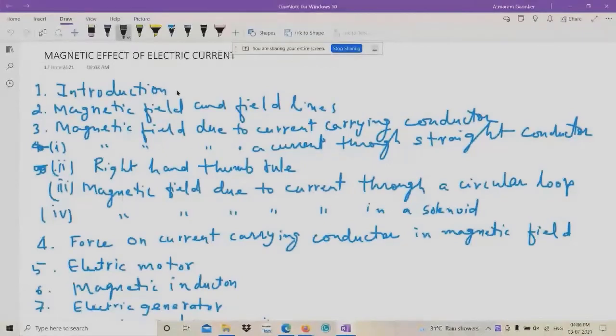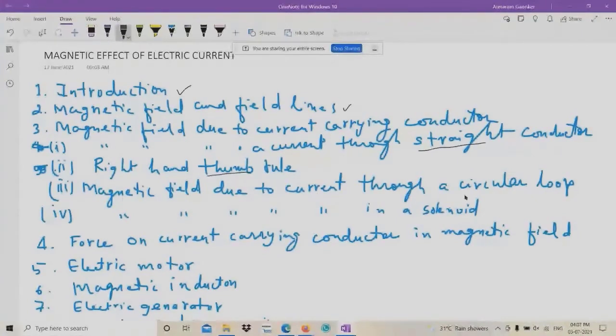So first part is introduction. The second part is magnetic field and field lines. The third part is magnetic field due to current carrying conductor. In that we will see straight conductor. Then we will see thumb rule.